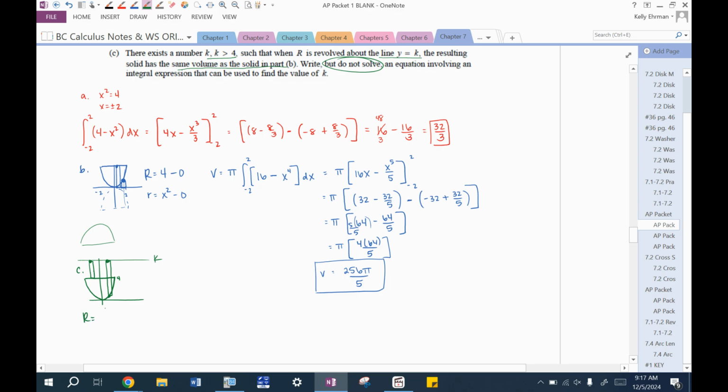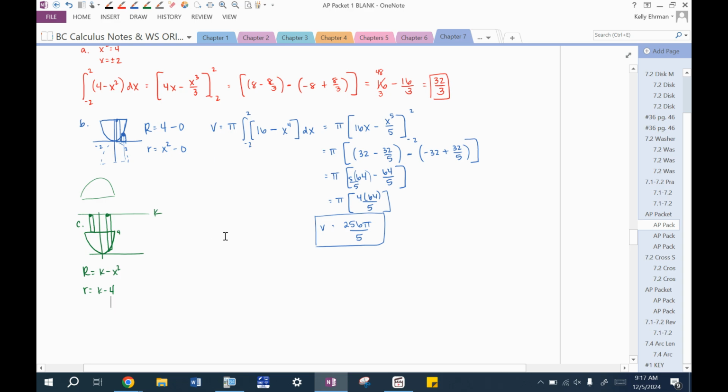So capital R is top minus bottom, so it's K minus x squared. Lowercase r would be K minus 4. And then we need to set up our equation. So volume is equal to pi times the integral. We're still going from -2 to 2 of capital R squared, so K minus x squared, the quantity squared, minus lowercase r squared, K minus 4, quantity squared.